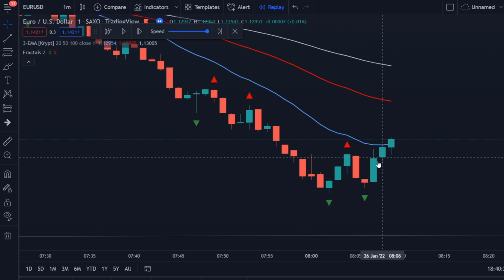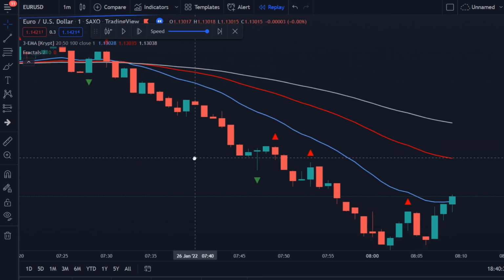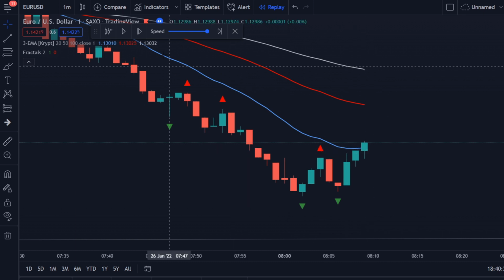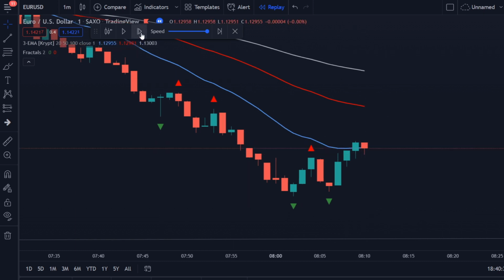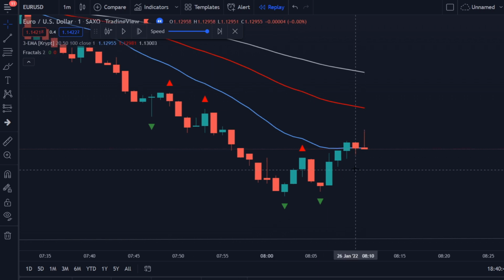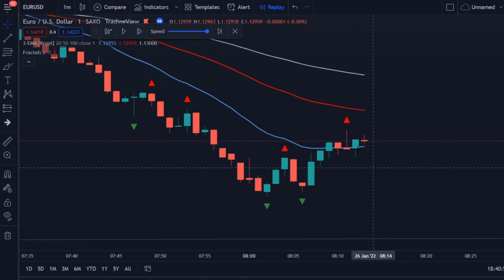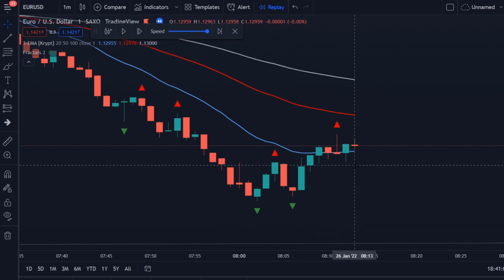So over here we see that the price, after a huge drop, crosses the 20 exponential moving average, and now we need to wait for our sell signal. Over here we saw it, but then it disappeared, so that doesn't count. Then we see our sell signal over here. Now we can place our trade.